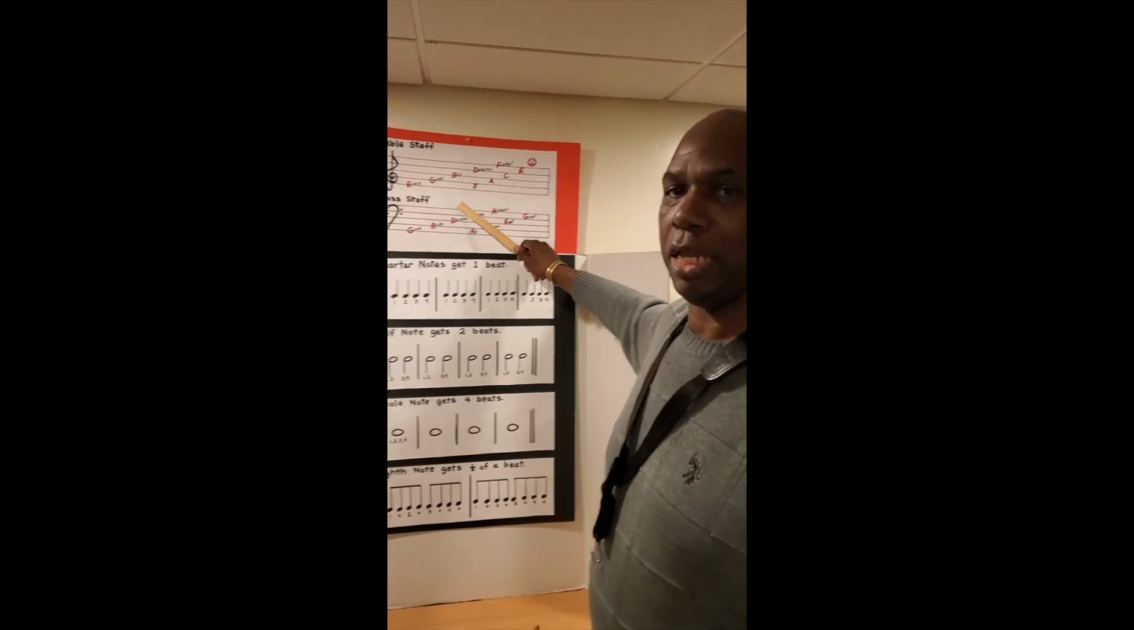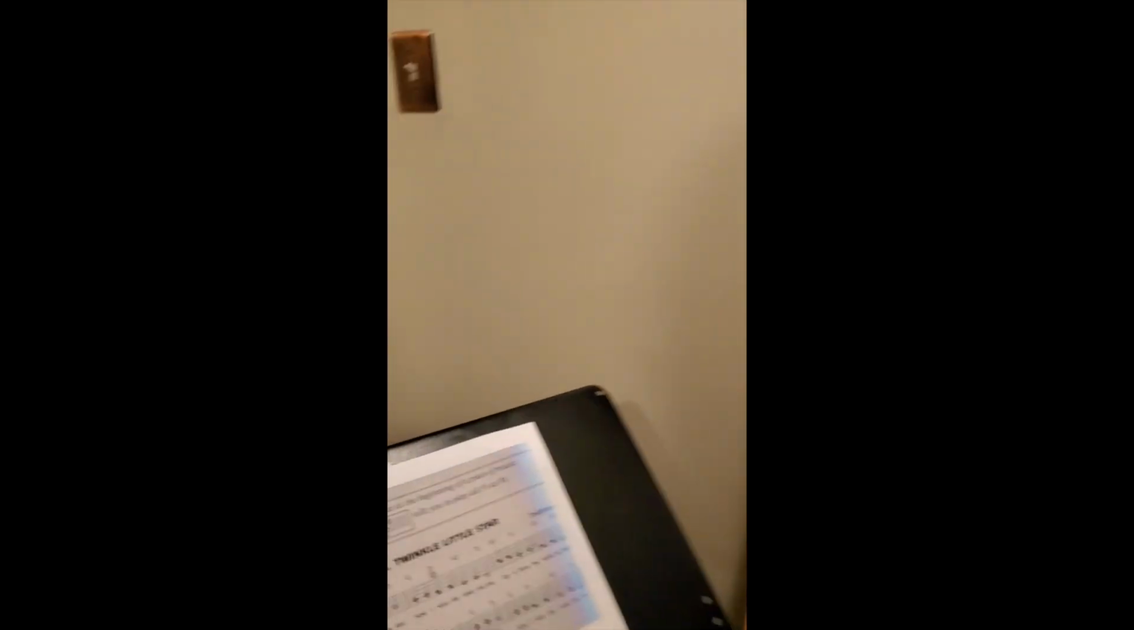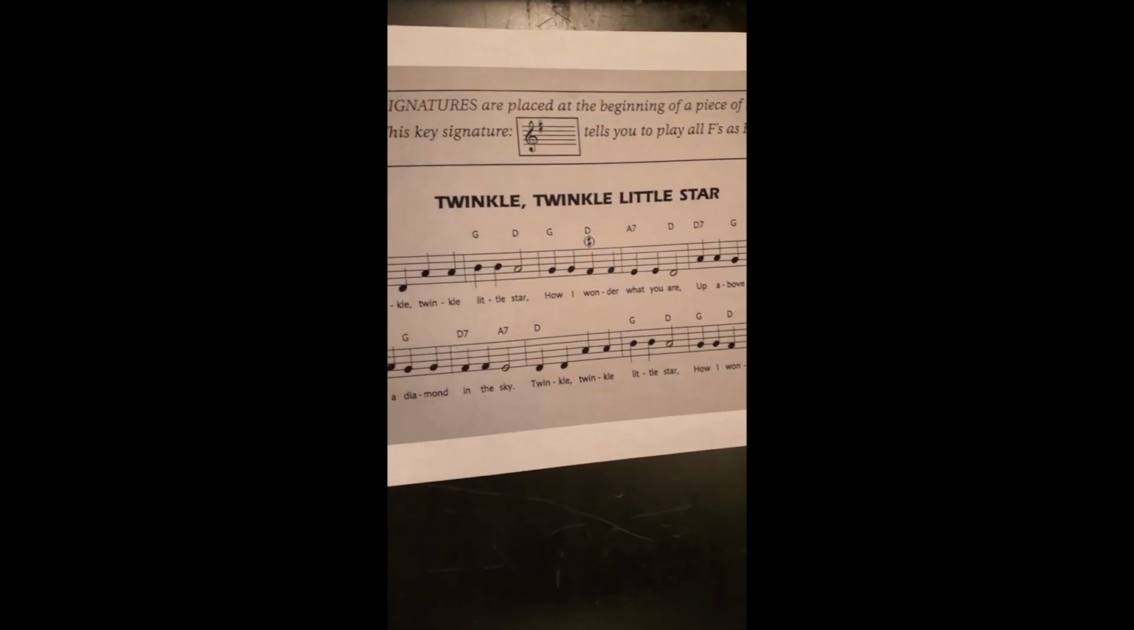Now, in order to make music work, we need to take the rhythm and the notes that we're looking at right now, and put them together in order to make a song. The song we're looking at today is Twinkle, Twinkle, Little Star, and it's done with whole notes, quarter notes, and I believe half notes. So we're going to take a quick look at that, and then I will play it for you.